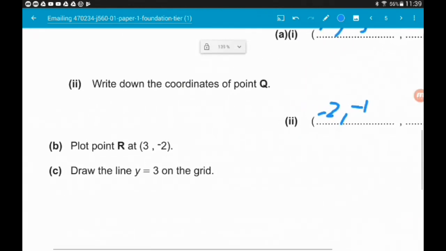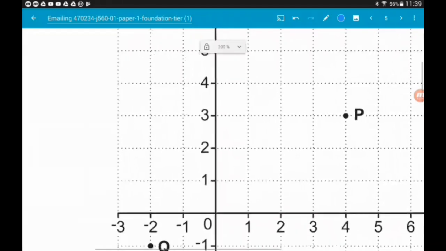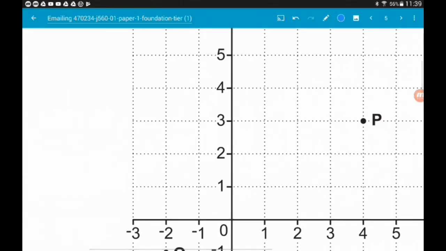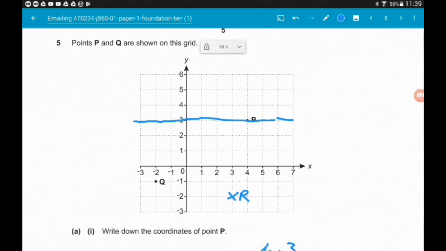Then part C wants us to draw the line y equals 3. y equals 3 is a horizontal line that goes across from the point where y equals 3 on the y-axis. Use a ruler when you're doing this. Roughly, our line y equals 3 goes across like that. Make sure it goes all the way through the grid and that you use a ruler.